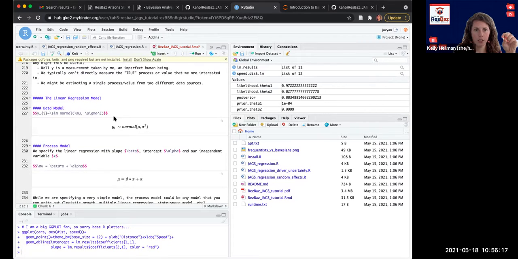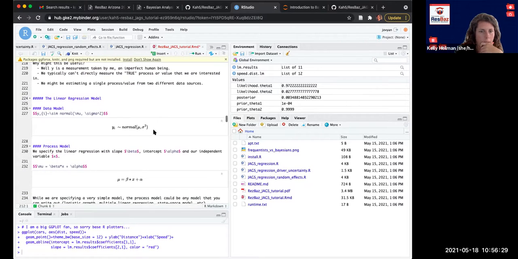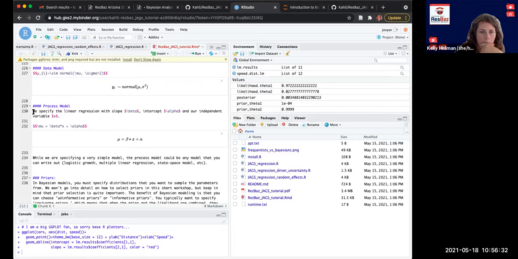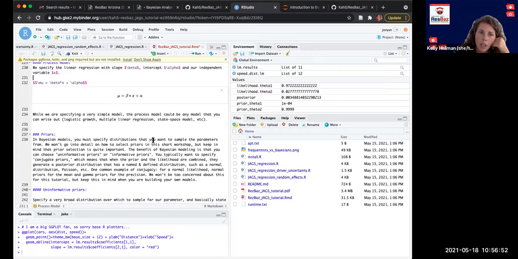For here, our data model is y coming from a normal distribution with mean mu and variance sigma squared. And then we have a process model, which is actually the linear regression part of the model, where mu is equal to our slope parameter beta times our data x plus an intercept alpha. That should look pretty familiar.